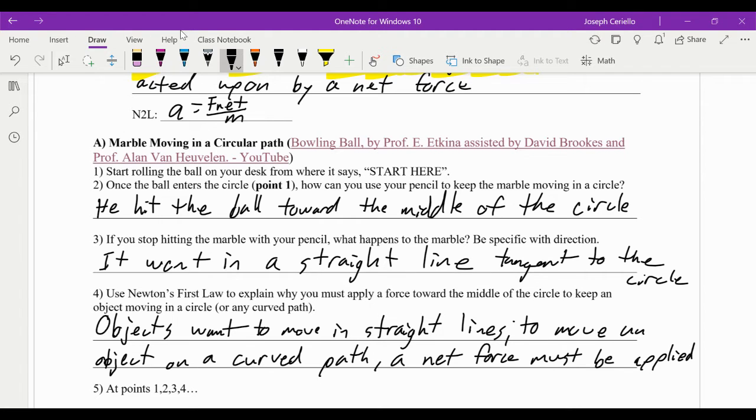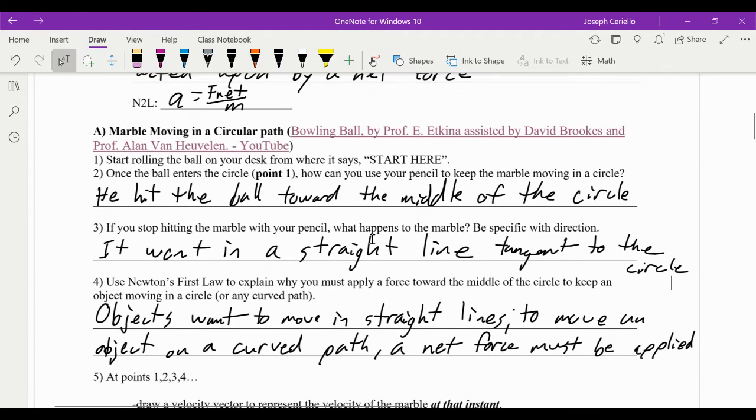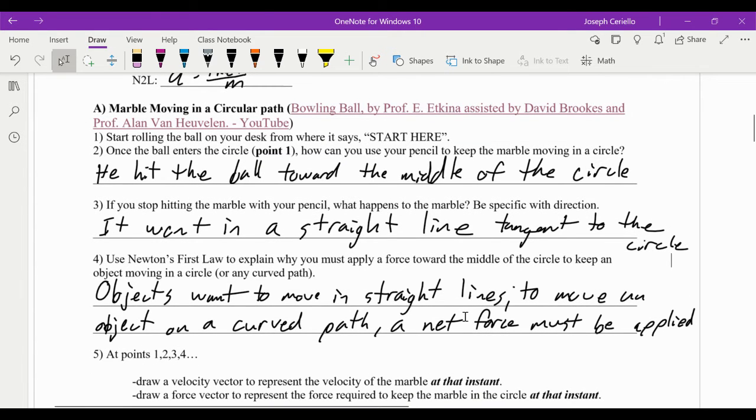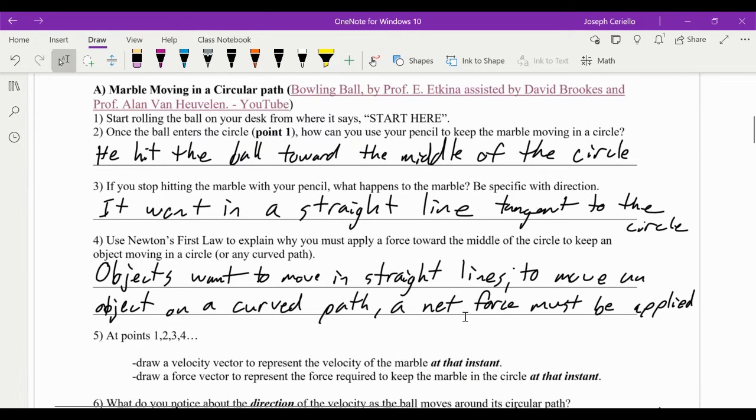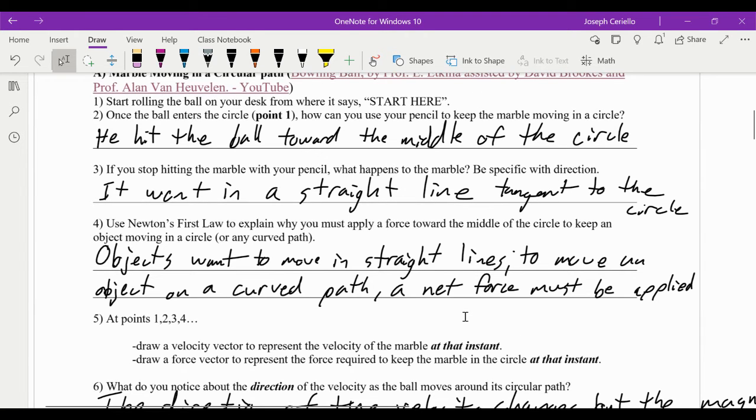Now, use Newton's first law to explain why you must apply a force toward the middle of the circle to keep an object moving in a circle or any curved path. So it says here, objects want to move in straight lines. That's basically what Newton's first law says. To move an object in a curved path or a curved line, a net force must be applied.